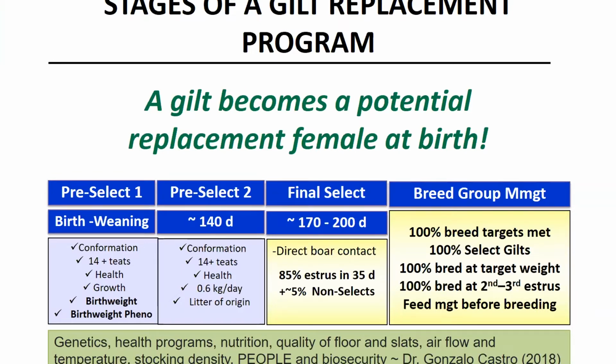And overall, a goal is to have 85% of gilts in estrus within 35 days and an additional 5–6% of females that we'll call non-select. The final stage is breed group management. Ultimately our goal is to have your breed targets consistently met with select gilts with known improved lifetime productivity at target weights, at second to third estrus, and we have to make sure our feed management prior to breeding is met. So this sounds like a tall order, but I'm going to give you some ideas of how to achieve this.